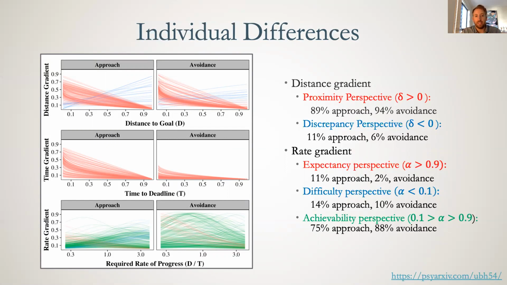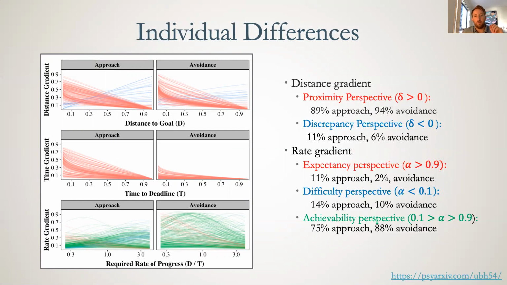The time gradient was much stronger when pursuing the approach goals compared to avoidance goals, so people didn't care as much about deadlines in the avoidance context. And of course, that's consistent with what we saw in the previous slide, which showed the aggregate.